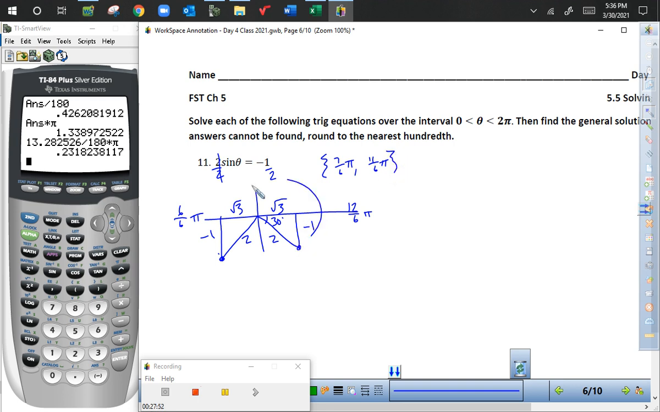There's not a common distance between the two, so to generalize, you just stack them on top of each other. Use a hard equal sign for these ones since they are not approximate, and we'll just tack on 2 pi n.